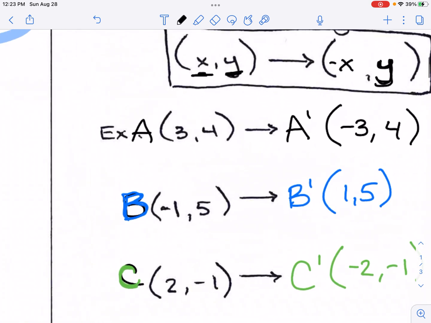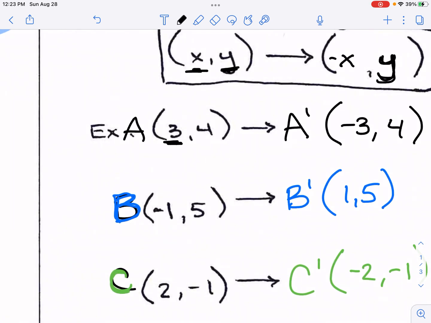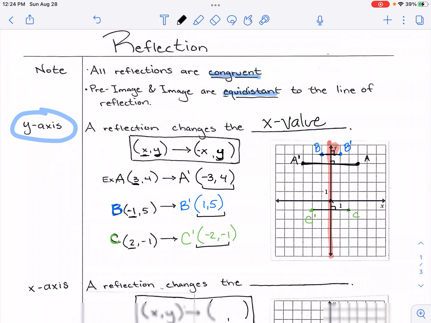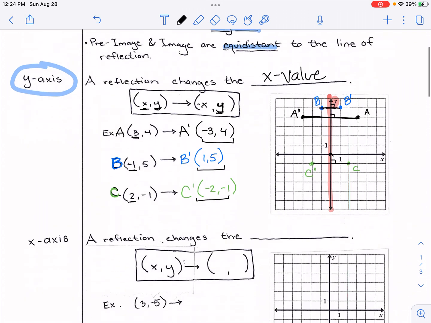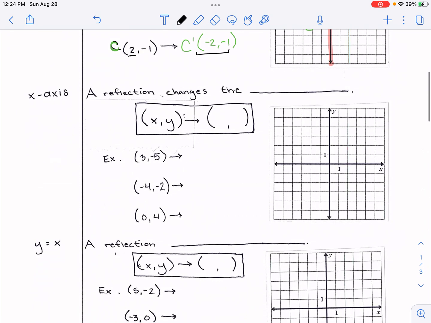So I could have used the graph, but I didn't need to. I could have just looked at the points. I could have said, this is going to be opposite. It'll be negative 3, positive 4. We see that right there. This will be opposite. This will be positive 1, positive 5. I see that right there. And this is going to be negative 2, negative 1. We see that for the last one. So we're using our graphing on the coordinate plane to help us determine what is the rule for reflection. All right. Anyways, let's go and move on to the next one.